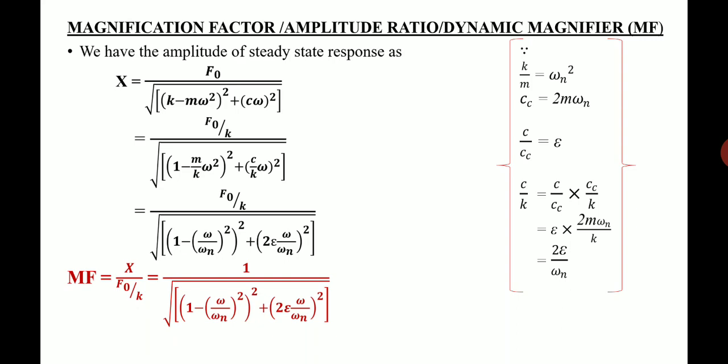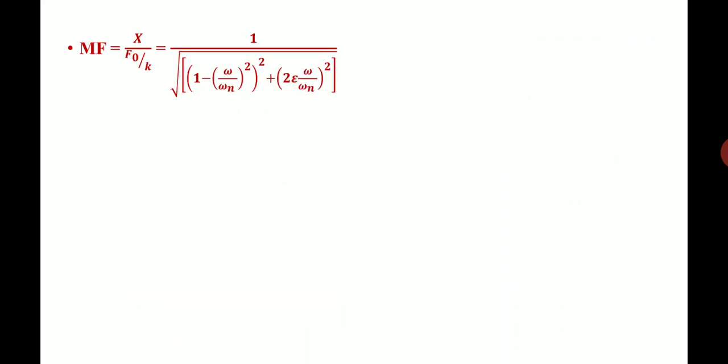Now we will explain more about this. As we have said, the magnification factor is given by x divided by f0 by k, equal to 1 divided by the following terms. So what is x? X is the amplitude of the solution of the particular integral. The particular integral persists throughout and represents steady state vibration, and capital X is the amplitude of steady state vibration. Steady state vibration is caused by the harmonic forcing function.